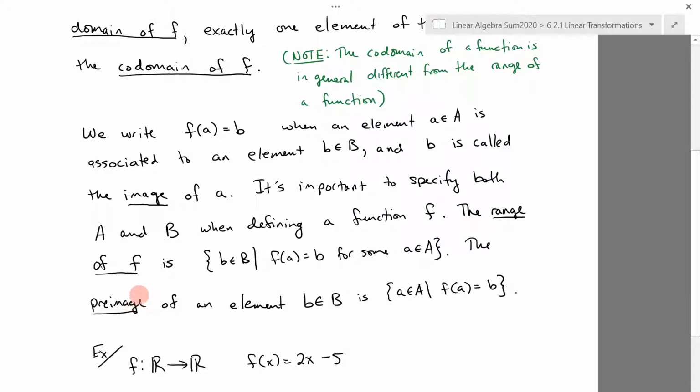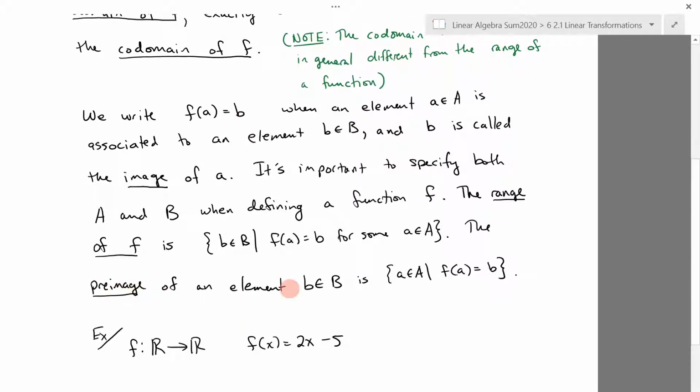So that's another thing you want to be careful about in terms of this terminology, right? In general, the image of an element a is a single element in the codomain. So here the image is little b, which is a single element. However, the preimage of an element in the codomain is a set of elements in the domain.